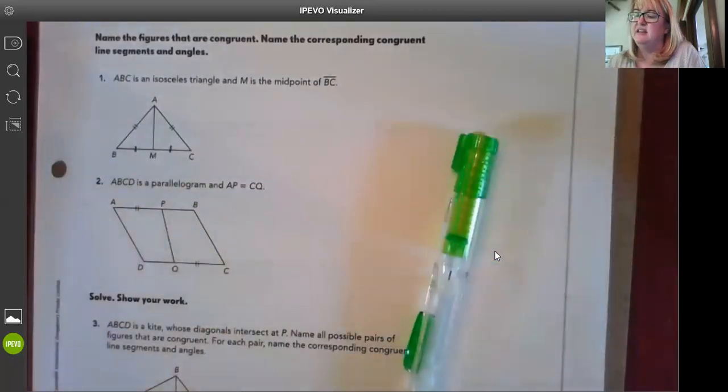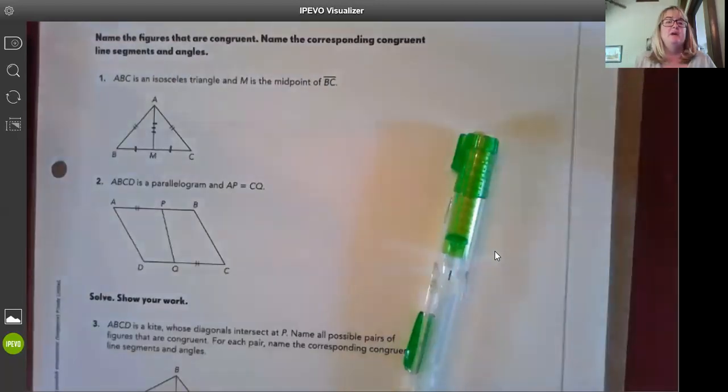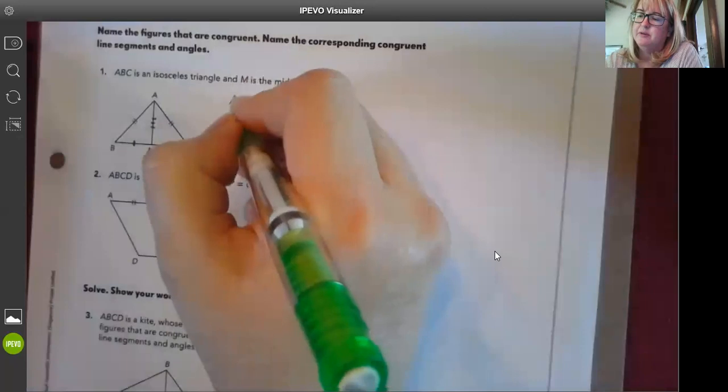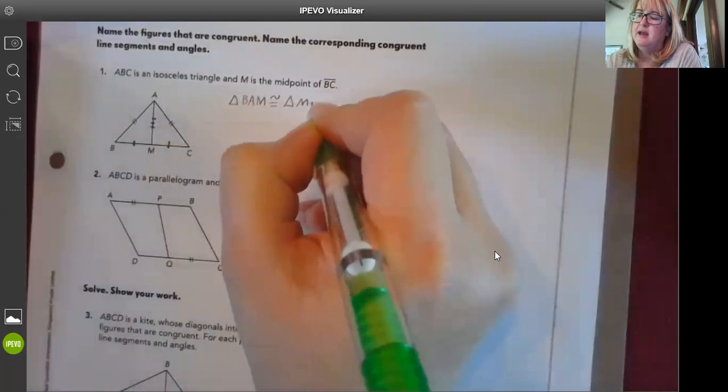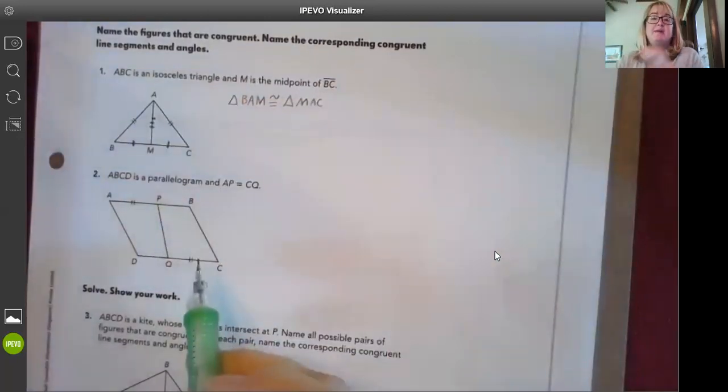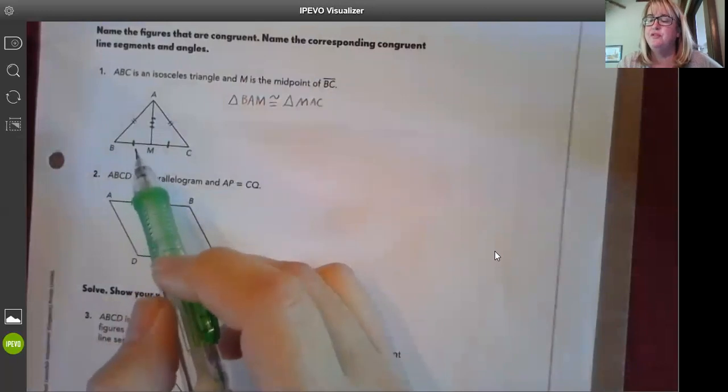So this side length is the same length, okay? So we know that triangle BAM is congruent to triangle MAC, okay? And how do we know that? What did we use to prove it?